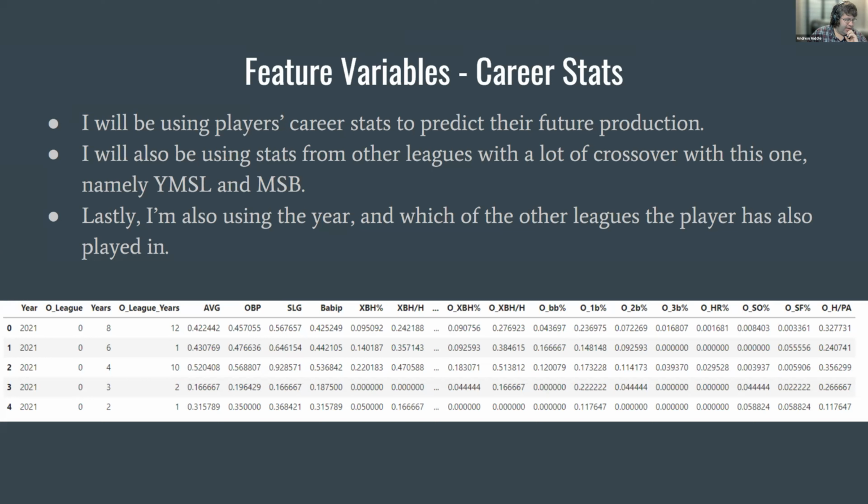Let's see. Another question I had was you showed the scores that you got for your mean squared error and your mean absolute error for your different models. How do those compare to your baseline scores?